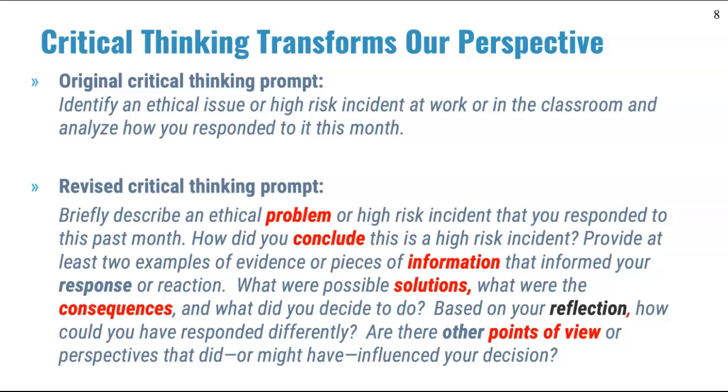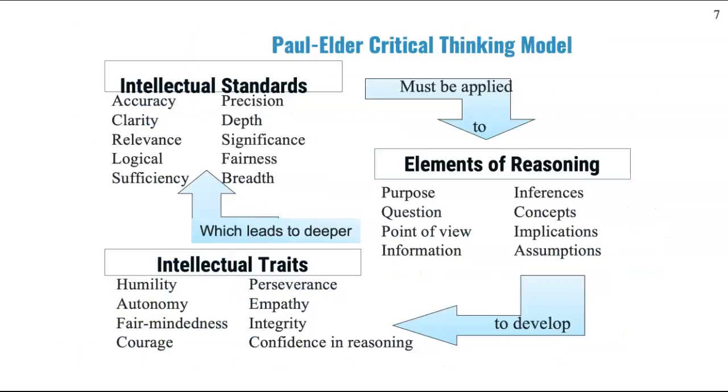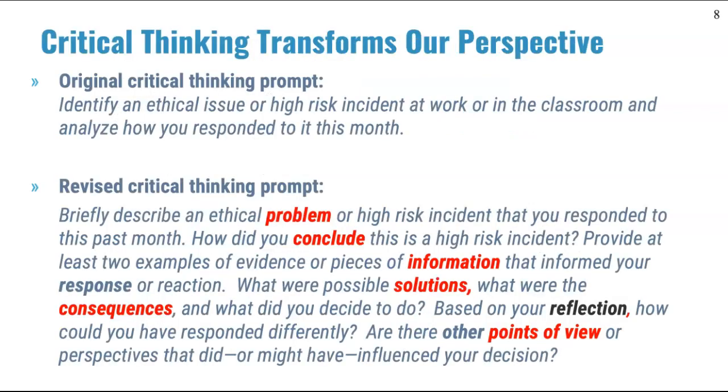But if we were using the elements of thought and intellectual discipline and the things we talked about on this slide, the standards, the traits, the elements of reasoning, we might form the question this way. Briefly describe an ethical problem or high-risk incident you responded to in the past month. How did you conclude that it's a high-risk incident? What are your criteria? Provide at least 2 examples of evidence or pieces of information that informed your response or reaction. What were the possible solutions and what were the consequences? What did you decide to do? Based on your reflection, how could you have responded differently? Are there other points of view or perspectives that did or might have influenced your decision?